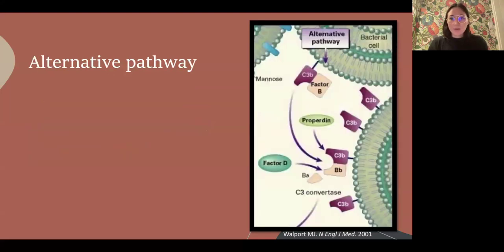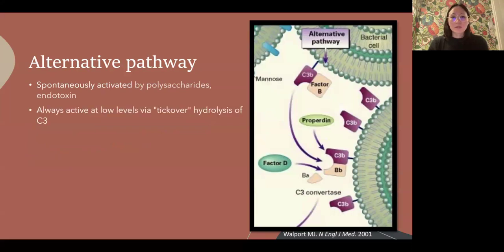In the alternative pathway, this one is interesting in that it's just spontaneously activated all the time by polysaccharides, endotoxins, things in the environment and in your immune system. So it is always on at low levels. This is known as tickover. Tickover hydrolysis of C3 is always occurring, always making C3b. Depending on whether that lands on a bacterial cell or a host cell, the alternative pathway will turn on or off. So it's highly regulated.